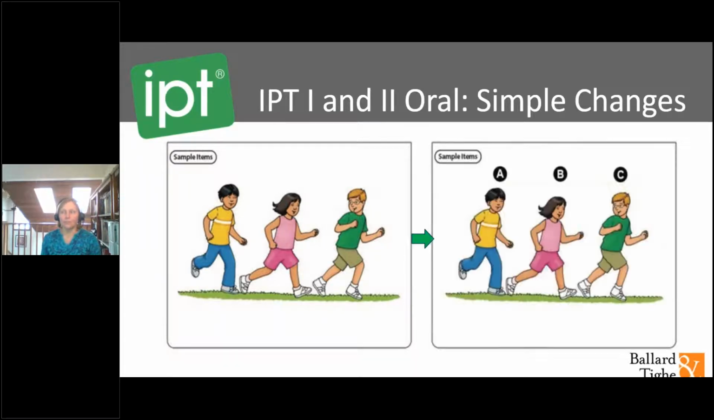So what we did is we added letters to the picture and changed the wording to say, "Look at this picture. Which one is the girl? Tell me the letter."